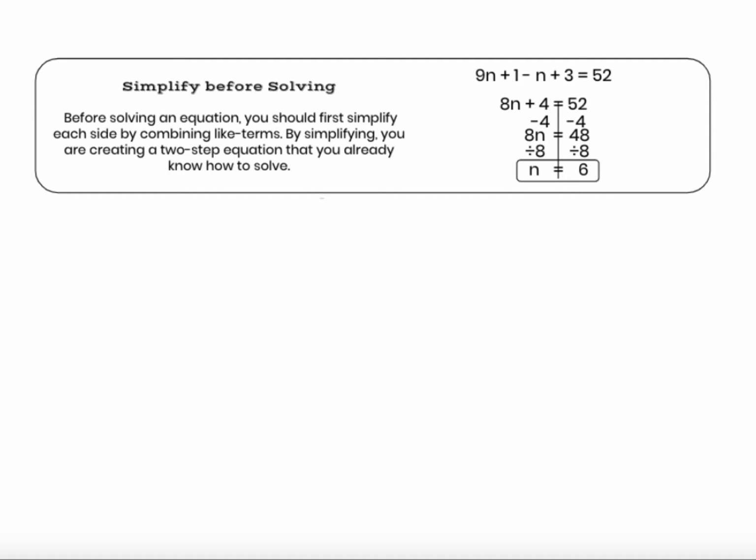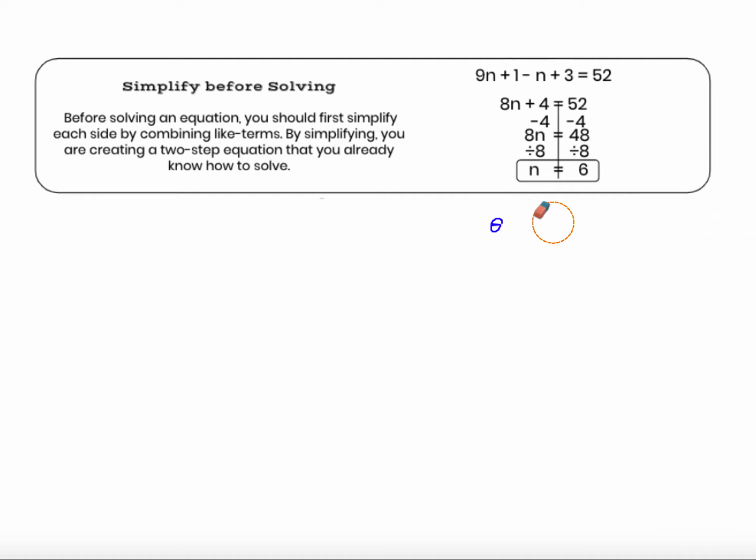Our new skill is doing that simplification or that combining of like terms before solving an equation. So here in this example, we are combining like terms in order to create a two-step equation which we are now comfortable solving. If you prefer to show that step, you could have another step in here. 9n minus n plus 1 plus 3 equals 52, before realizing that 9n minus n, that invisible one here, 9n minus 1n is 8n plus 1 plus 3, which is 4, equals 52. Again, optional, but not required.